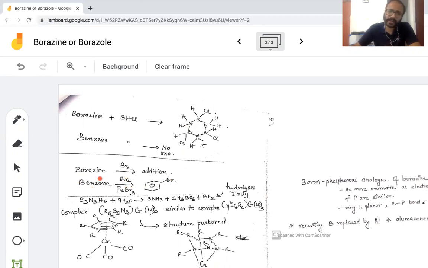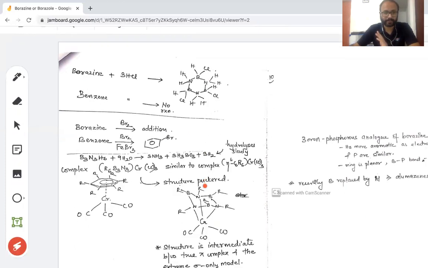Now, when you treat borazine under similar conditions, what you will have is the addition reaction. That means on borazine you will have the Br atom coming at each of the boron and the nitrogen atoms. So instead of substitution or no reaction, what we are getting is the addition product in the case of borazine. So this shows the chemical difference between a benzene and a borazine system.